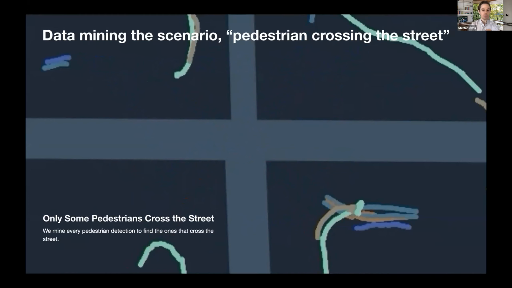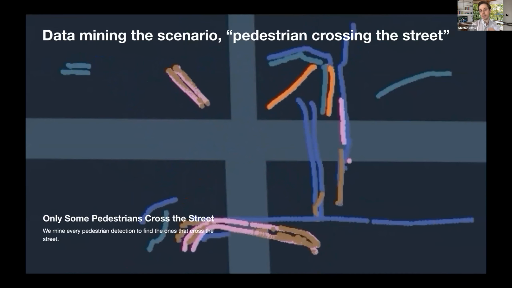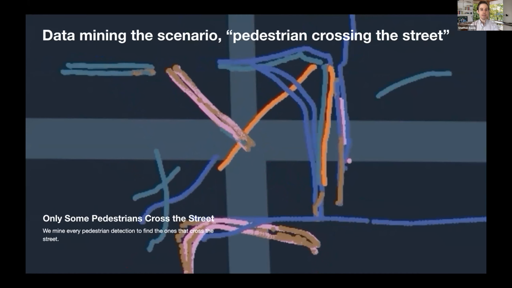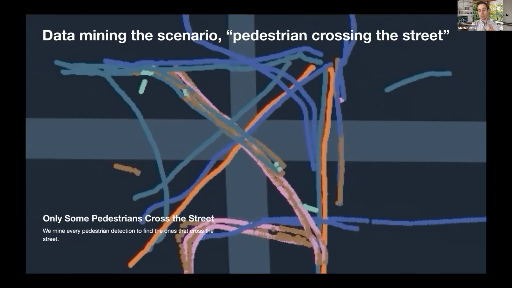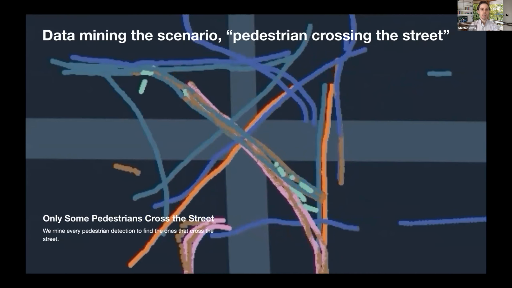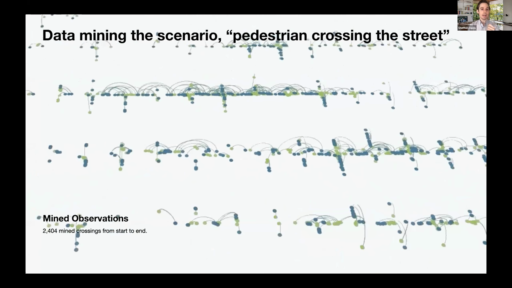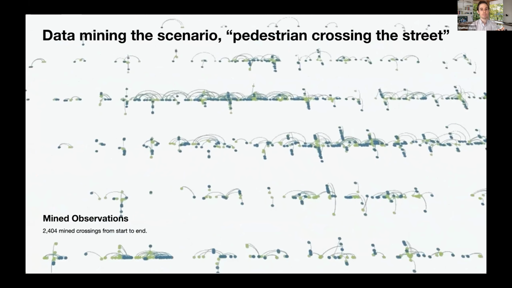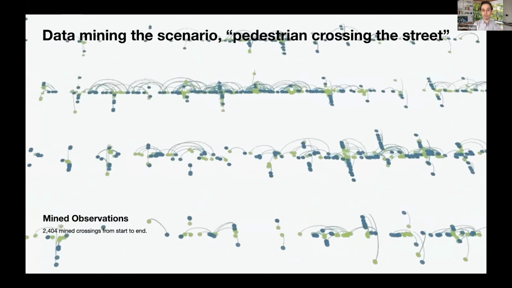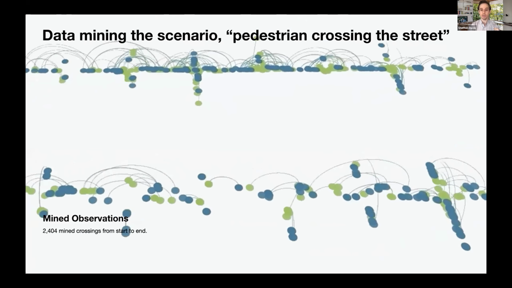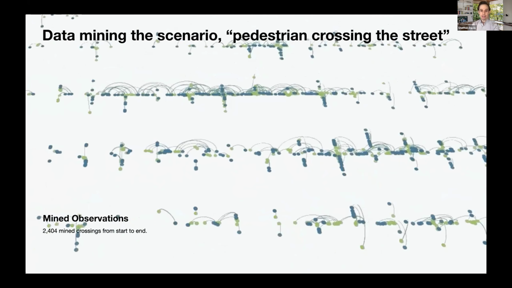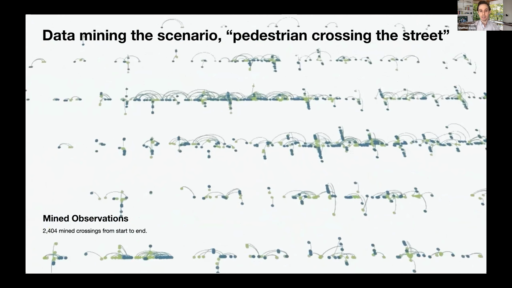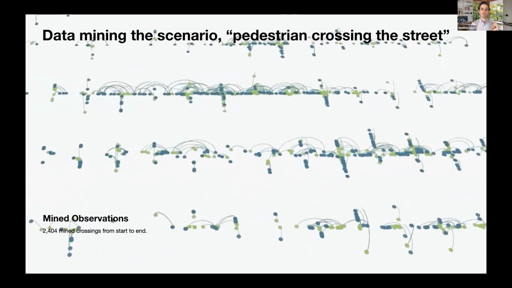So to find those, we have to data mine every single pedestrian detection to find the scenario of when they are crossing the street. So visualized here are individual detections playing back, selected for the ones that are crossing the street. So after performing this data mining operation for this sample of data, we find 2,404 mined crossings from start to end. So this visualization is showing the start point and the end point, and then the overall path that the pedestrian took when crossing the street.